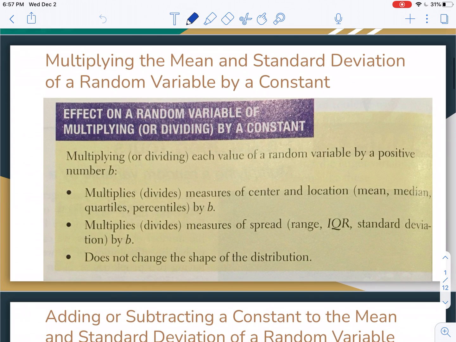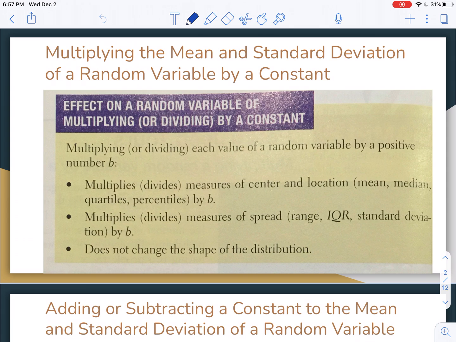And this does not change the shape of the distribution. Remember, no transformation we do changes the shape of the distribution. The distribution shape is always the same. We're just shifting it one direction or the other, or making it wider or more narrow. So if you multiply or divide, you're changing the distribution in the sense that you're making it a wider or narrower fit. However, it's still going to have the exact same shape. It's just going to be wide or narrow.